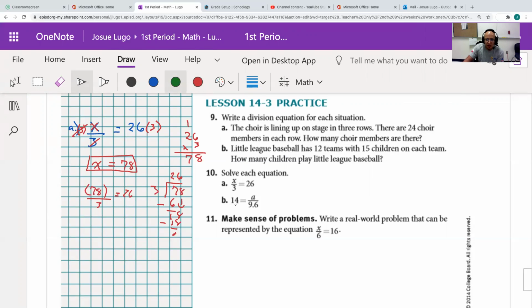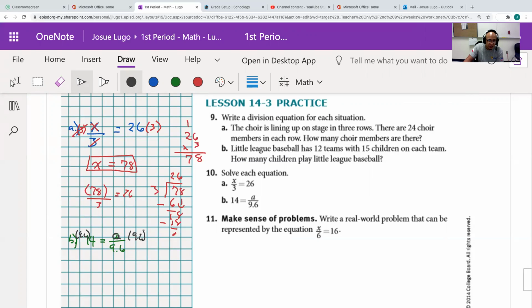Next, we have 10b. And in 10b, 14 is equal to a over 9.6. Okay, in this scenario, ladies and gentlemen, I want to isolate the a here on the right side of the equation. The opposite of dividing by 9.6 is to multiply the a by 9.6. However, whatever I do to one side, I must do to the other. So I have to multiply the 14 by 9.6 as well, right?